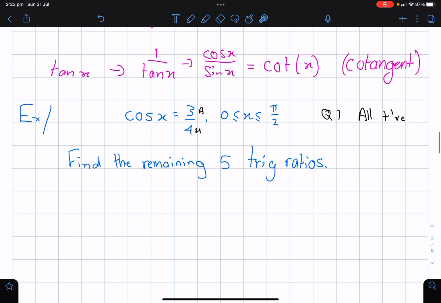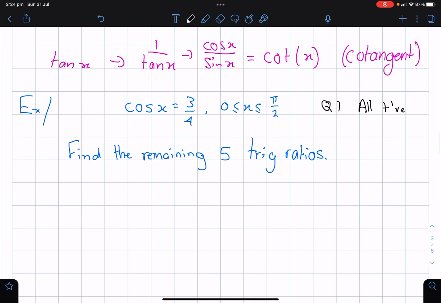So an example of a question we've got: cosine of x is equal to 3/4 from 0 to pi on 2. Find the remaining 5 trig ratios. So that means finding sine, tan, cotangent, cosecant, and secant. One thing you need to remember in these questions is we've got to look at what quadrant we're in. Because we're in quadrant 1, all of our values will be positive. So no extra work needs to be done. But if we were looking at, say, the second quadrant and cosine were negative, then it's really important that we take that into consideration as well.